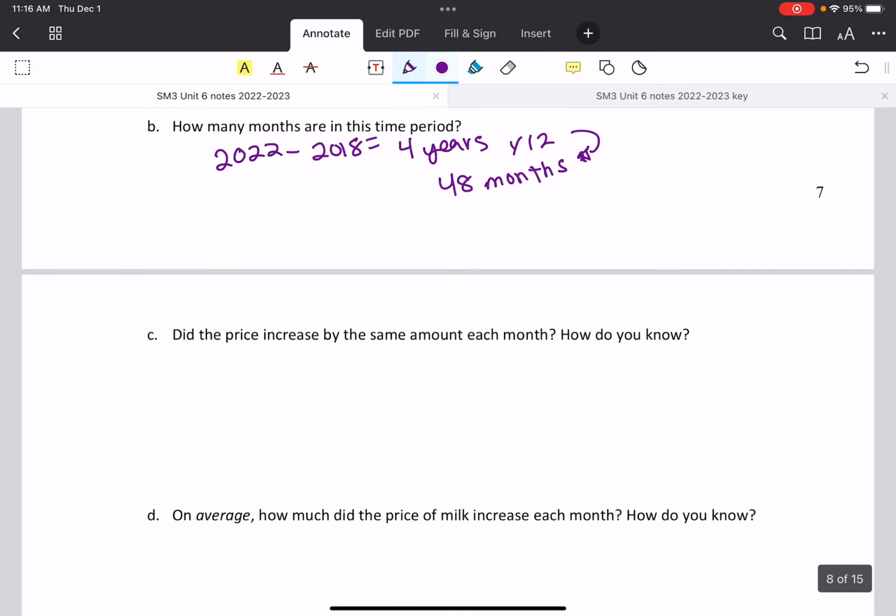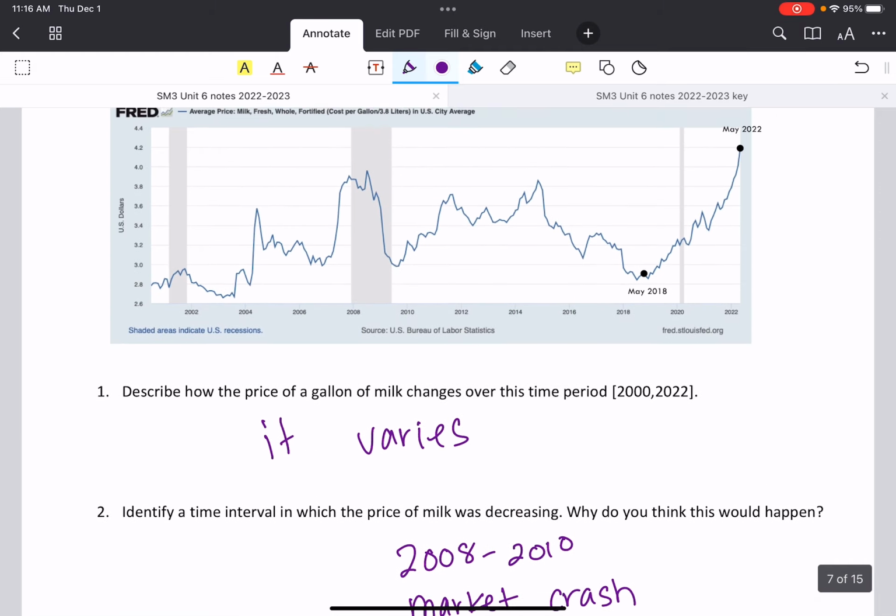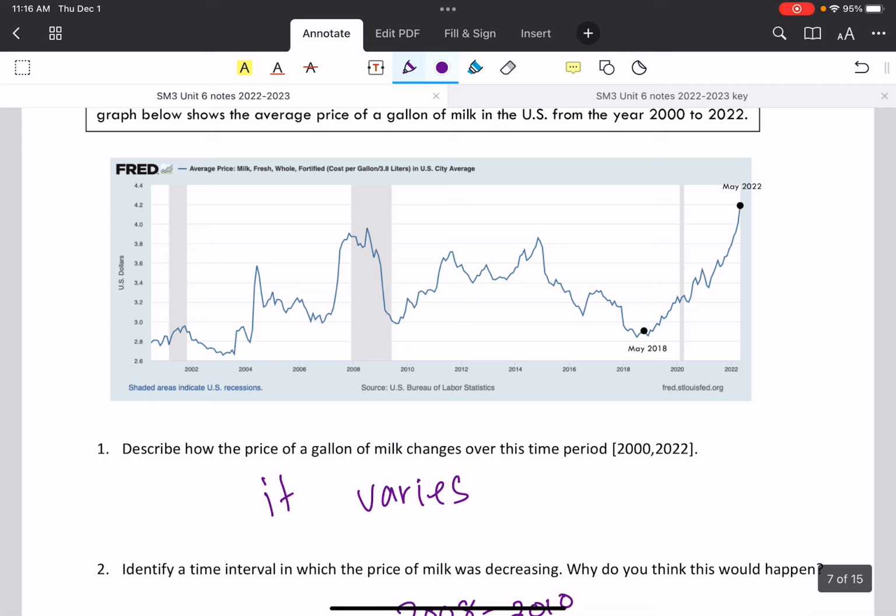Did the price increase by the same amount each month? Looking at the graph, did it increase the same amount each month? No, because what does the graph look like? Use your hands. Show me.